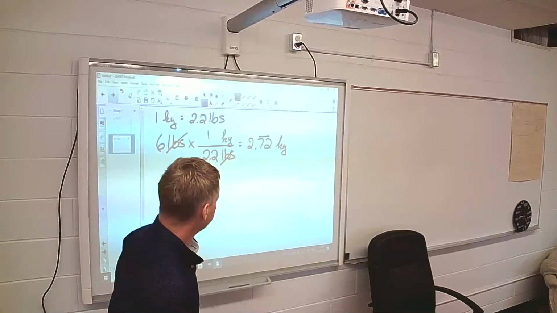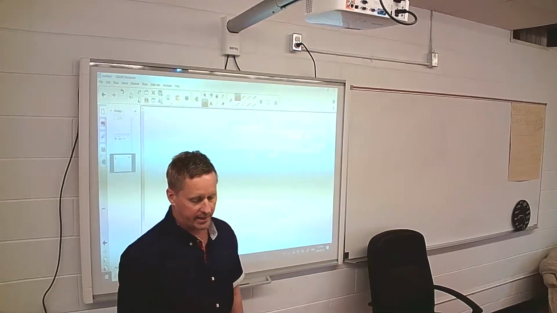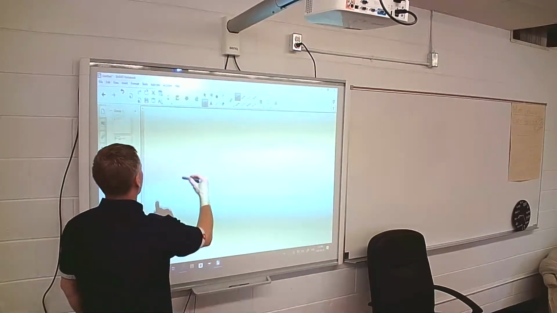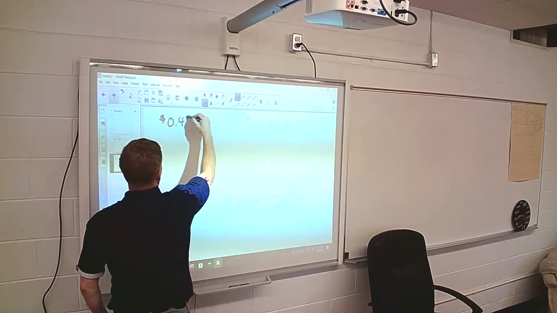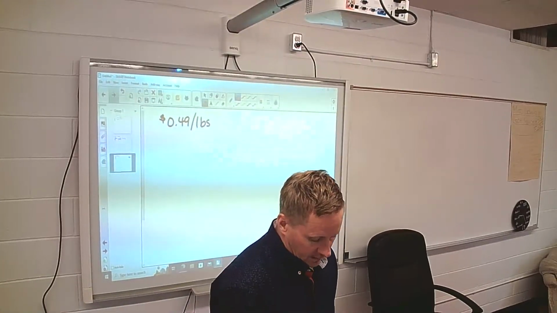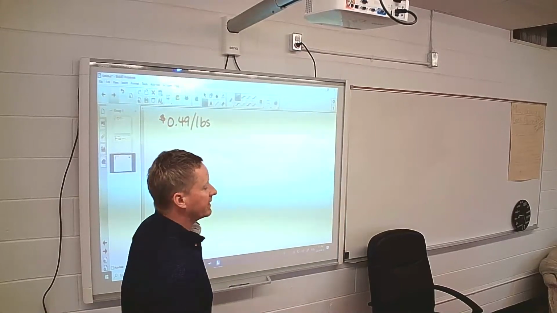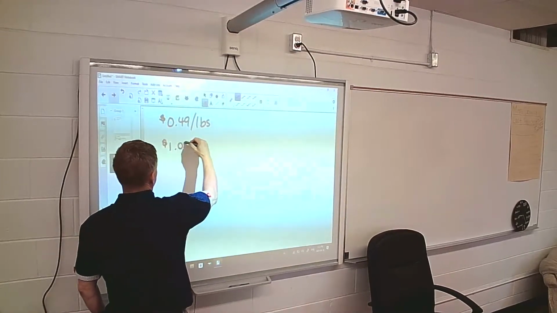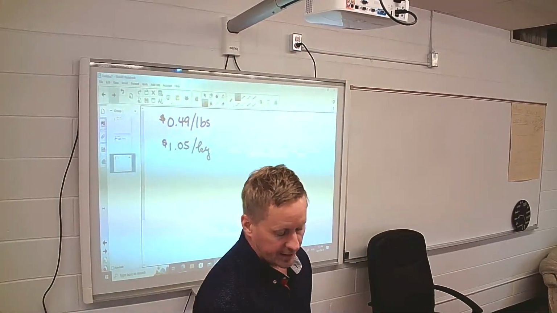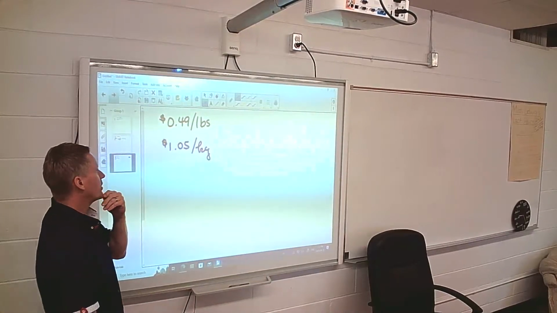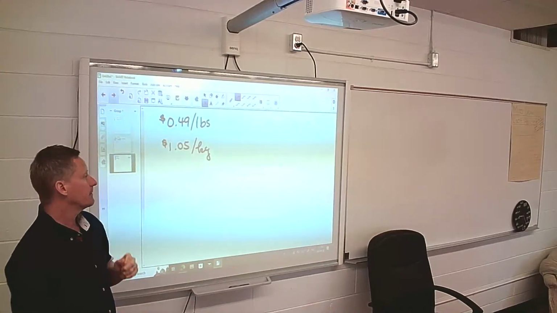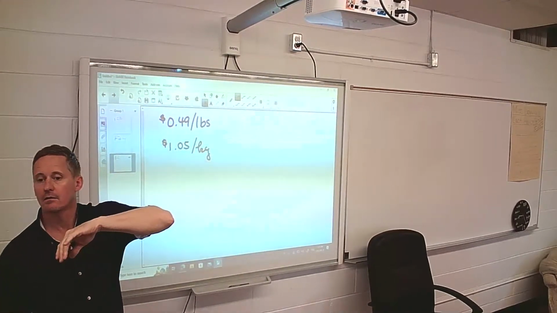Page 199. Going quick here. The cost of bananas is 49 cents a pound. On sale at another store, they are $1.05 per kilogram. Which is the better buy? Okay, so you have a choice to make. Do you want to change them to pounds or do you want to change them to kilograms? Doesn't matter. Say? Change it to pounds?